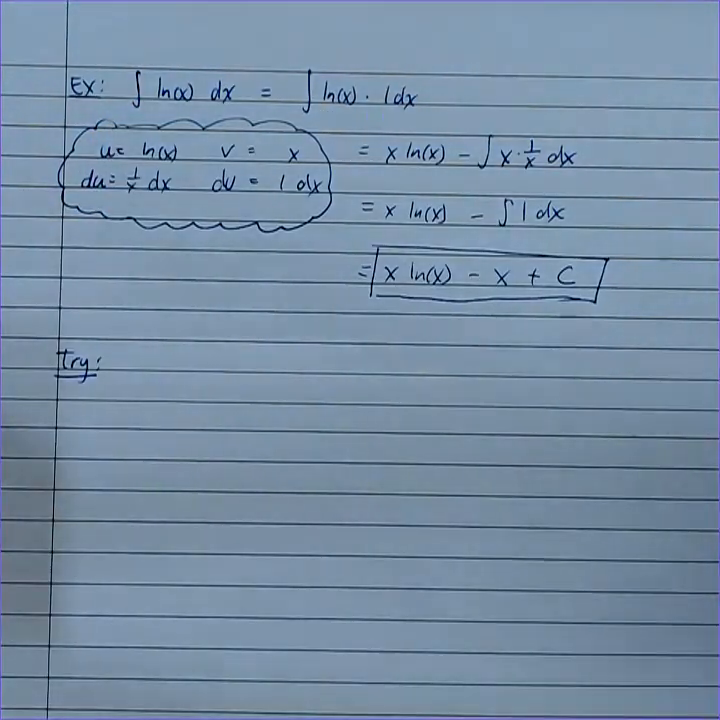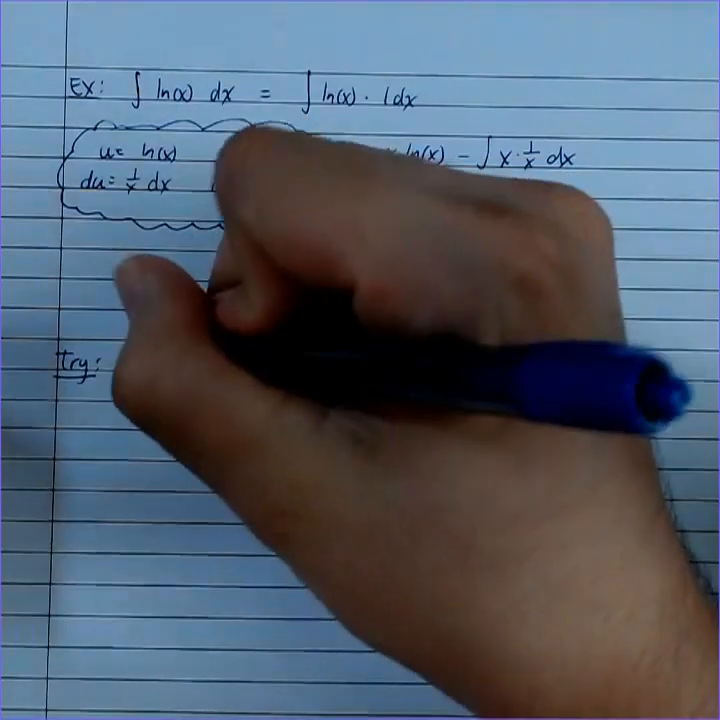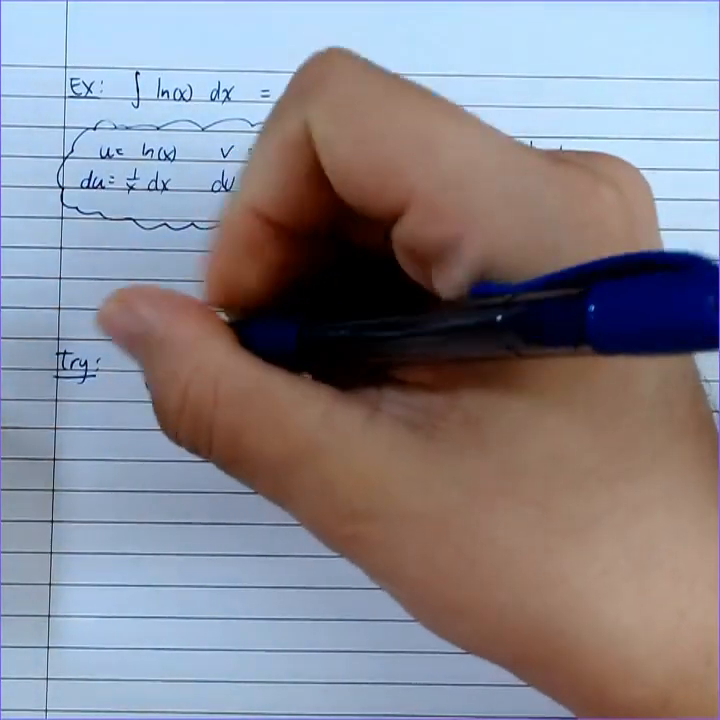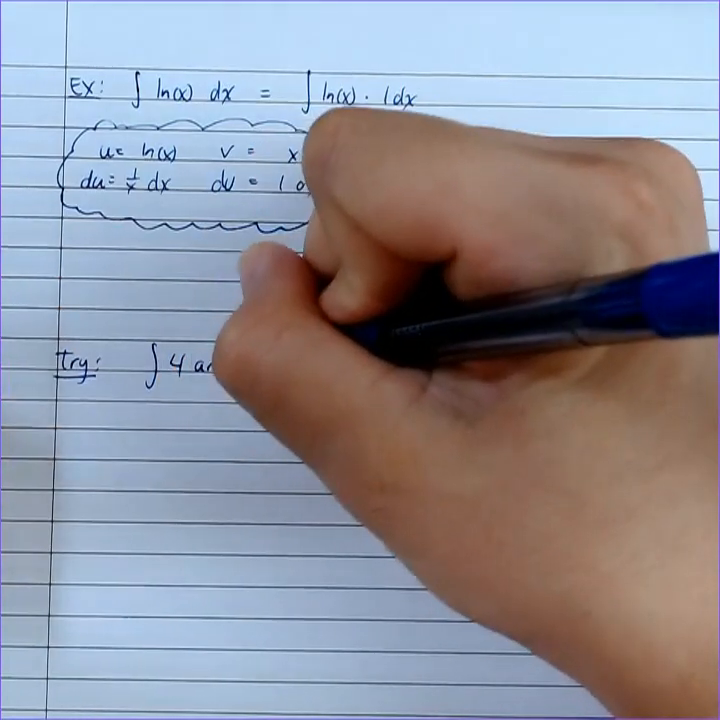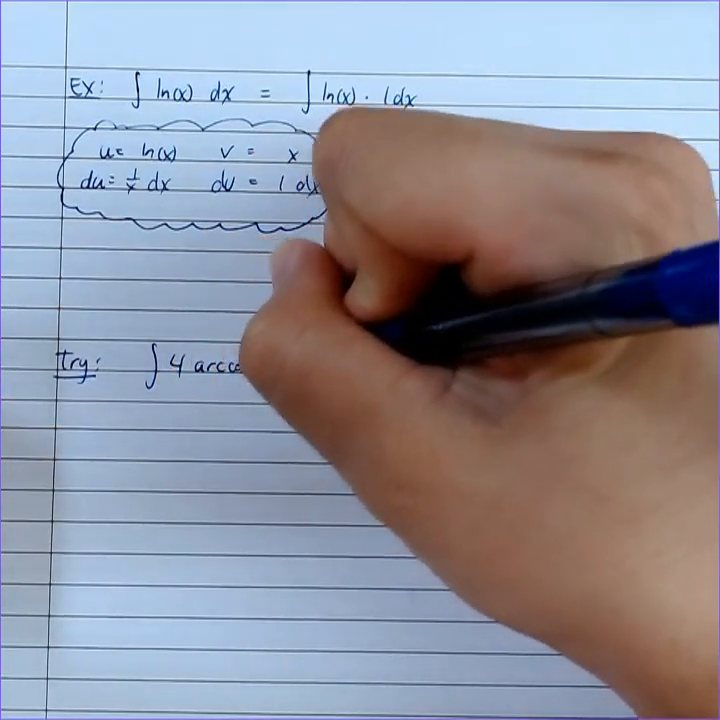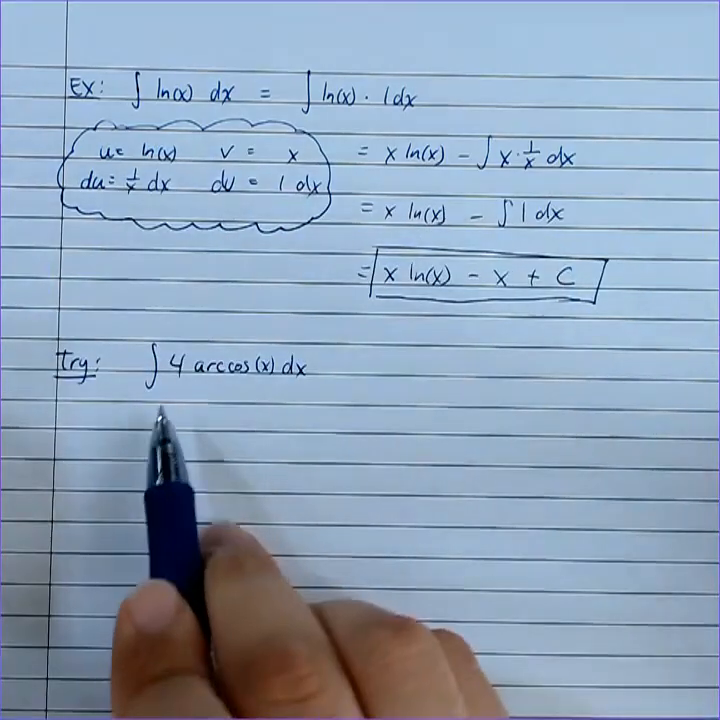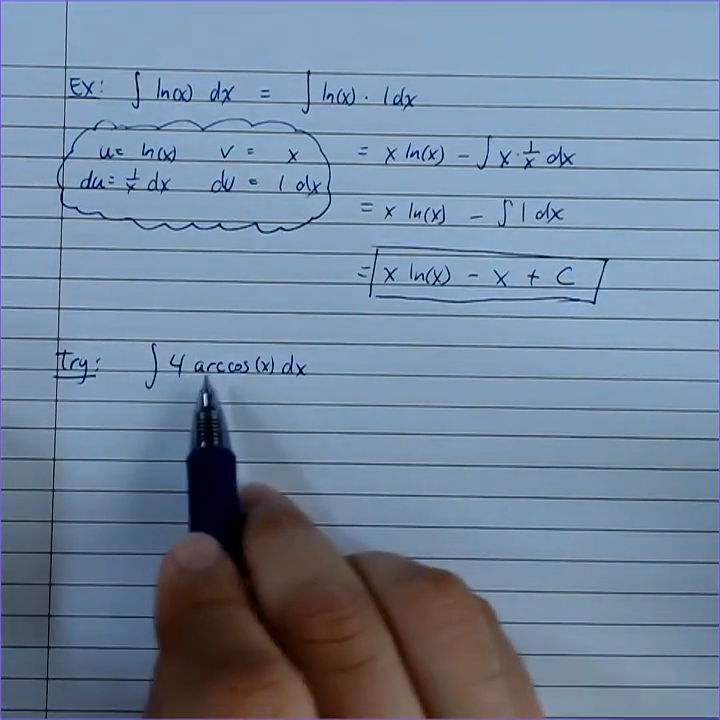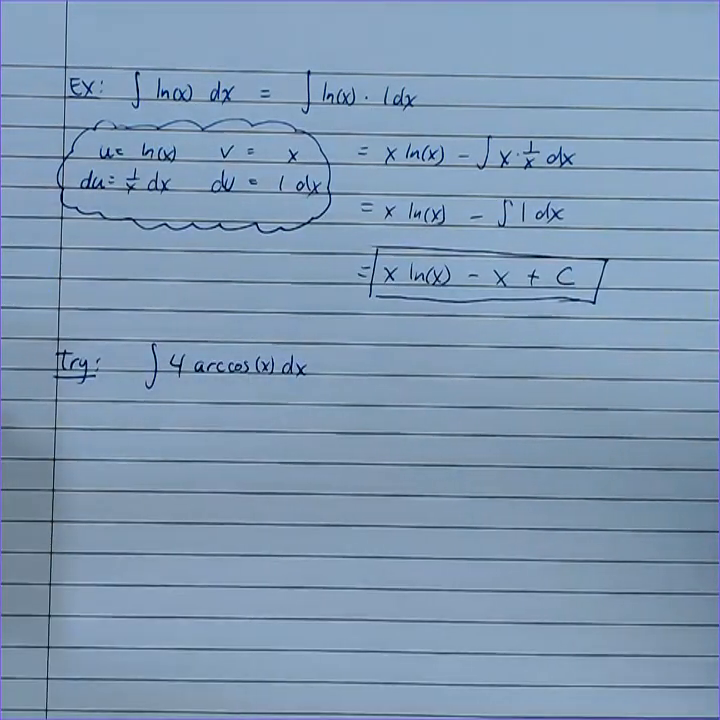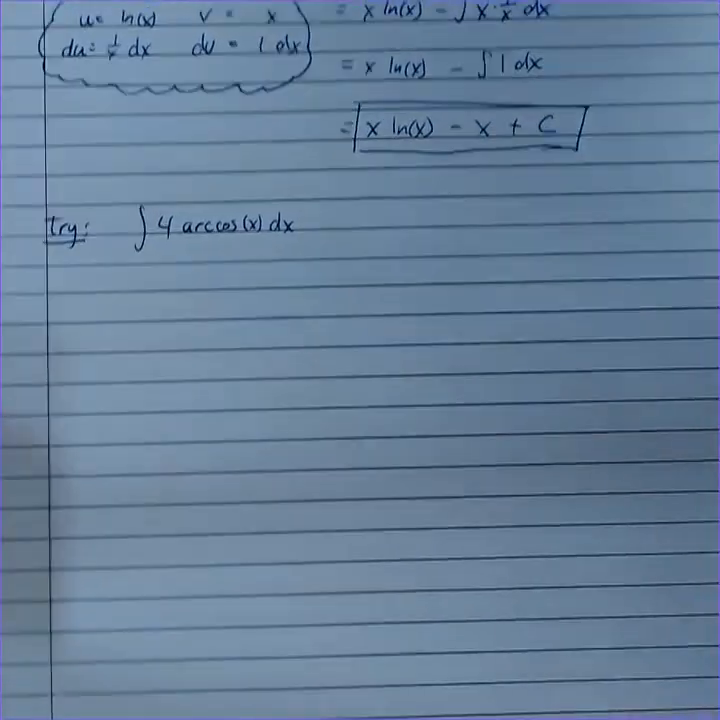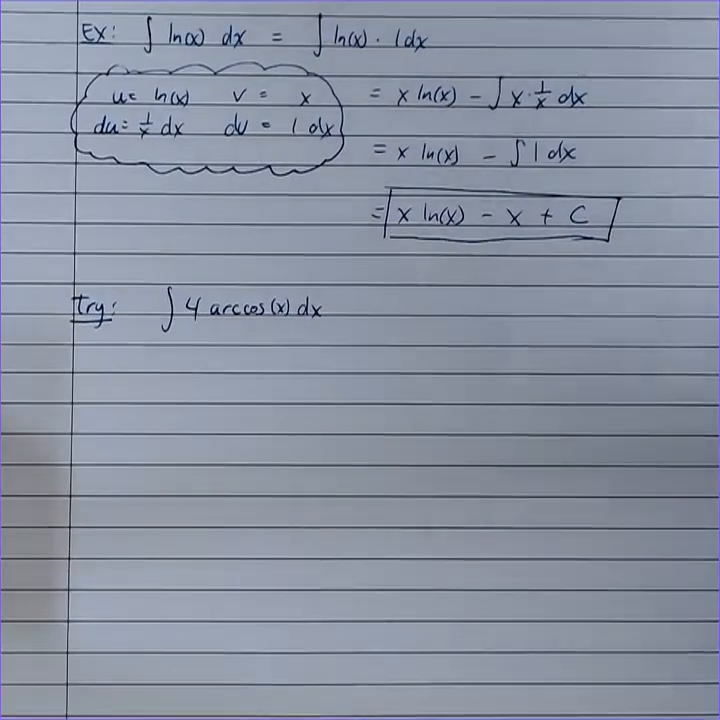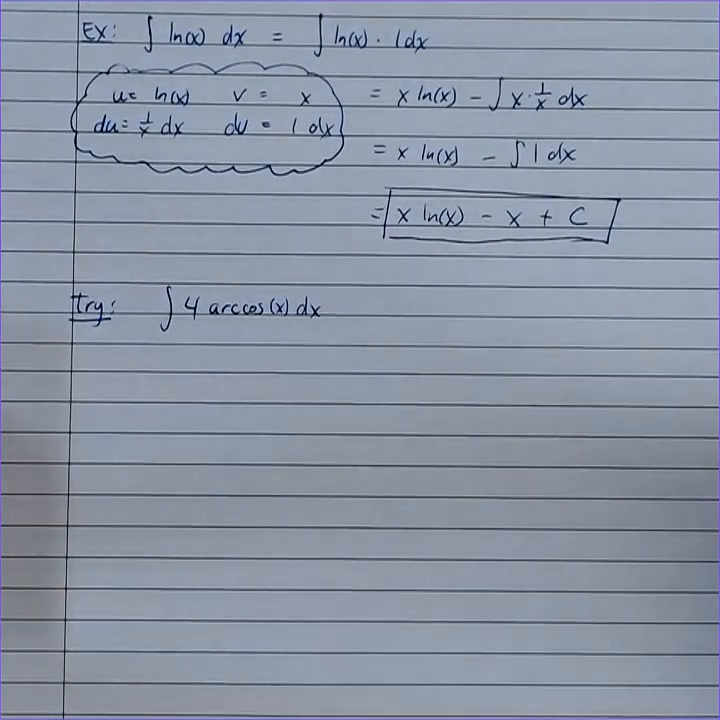Let's have you try the integral of 4 times the arc cosine of x dx. Don't let that 4 distract you. You can just factor that out. Really, you're focused on this part right here, the arc cosine of x. So go ahead and pause the video and give yourself some time to go through that problem. And once you have your result, go ahead and unpause and we can go through it and check it together.